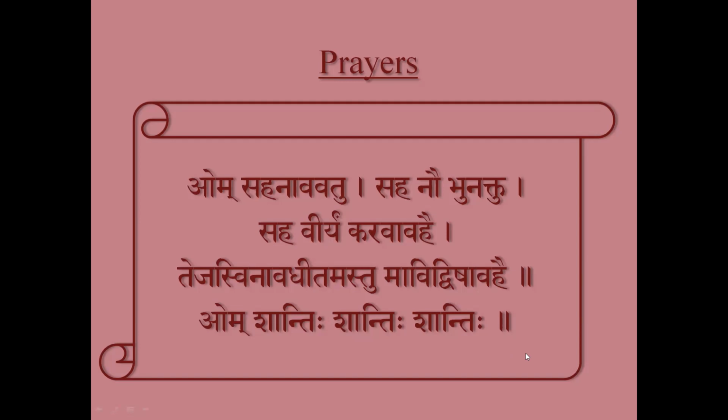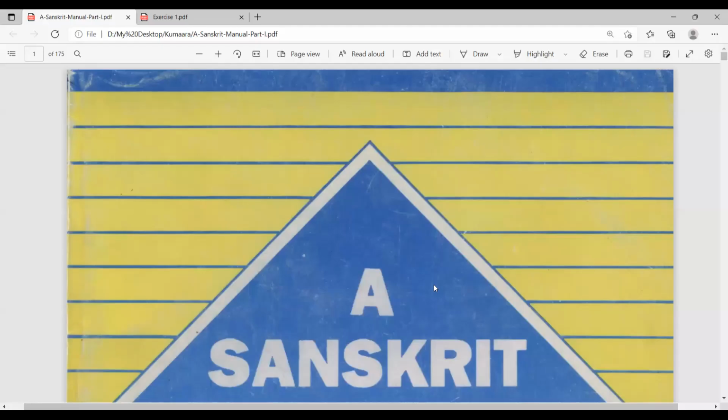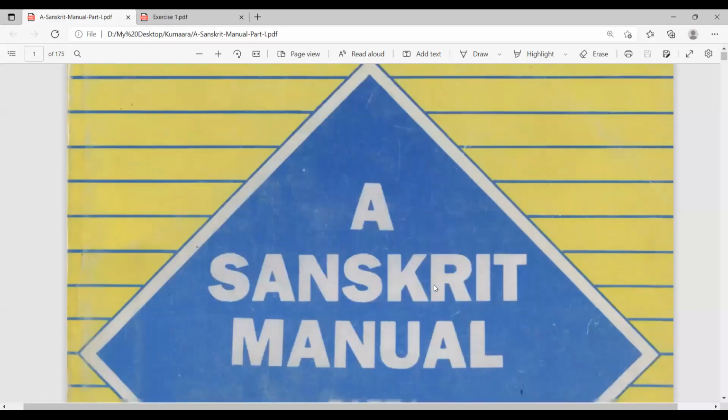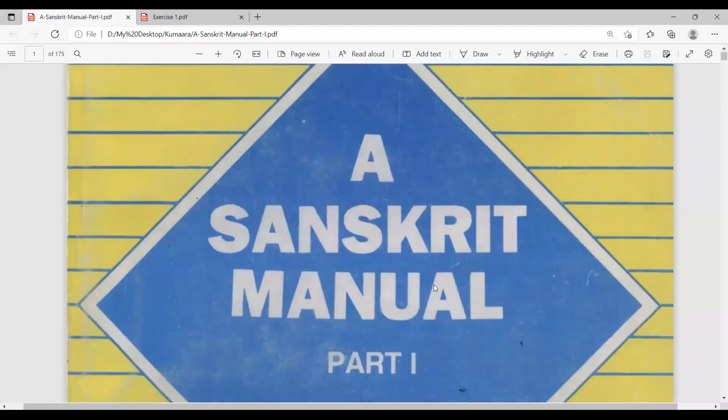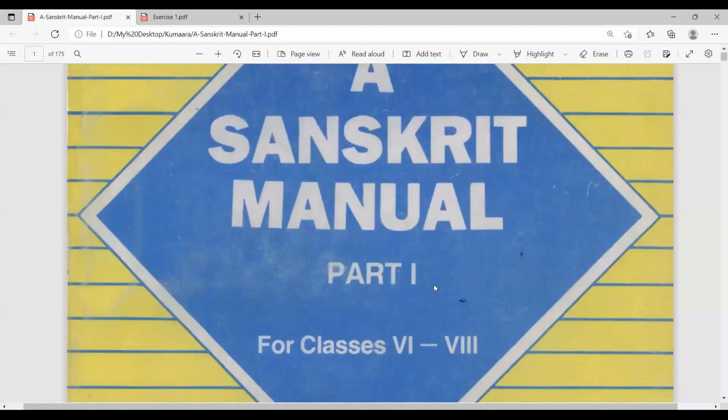So we will consider today as the first class for this Sanskrit manual, part 1, by Antoine. It has 26 lessons. So you have got homework now. You can keep doing the exercises, translation. You know very well how to do it, Sanskritam. Simple. Either you can do it directly in the class, but I would prefer that you do some homework.